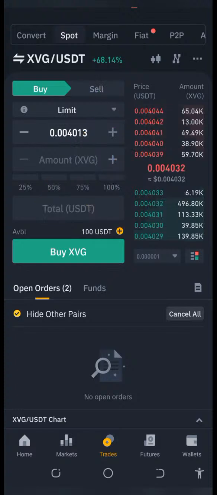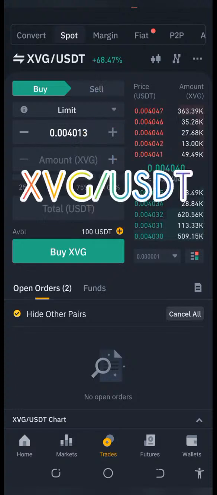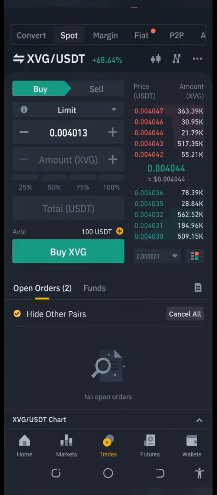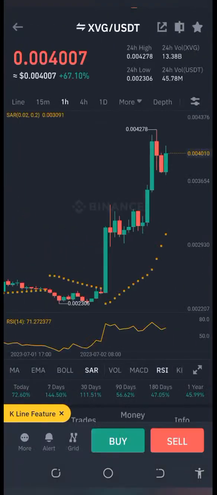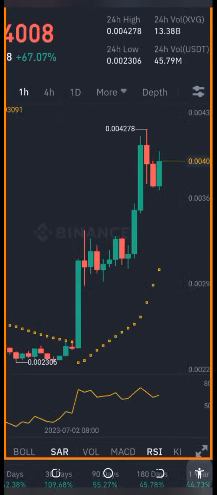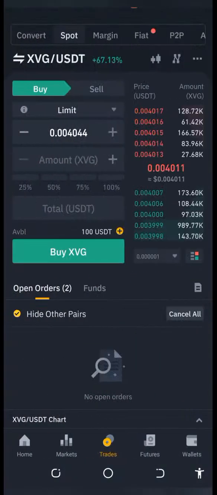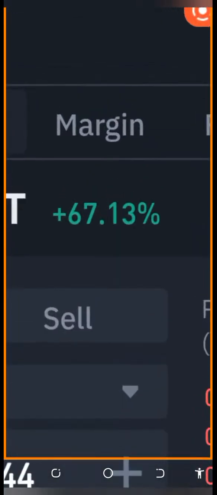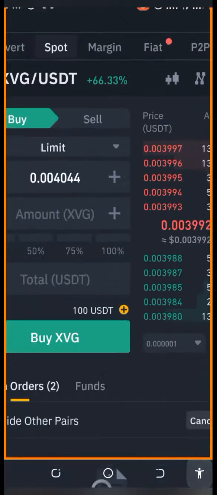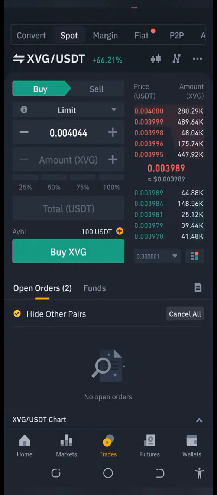Now, I'm currently on XVG/USDT, and we need to look into the charts quickly. Now, this is on the gainers list, right? So we need to quickly make our move. And as you can see, if I go back, within the past 24 hours it has gained a 67% increase. And I'm like, really? Okay, let's go see how to take advantage of this.